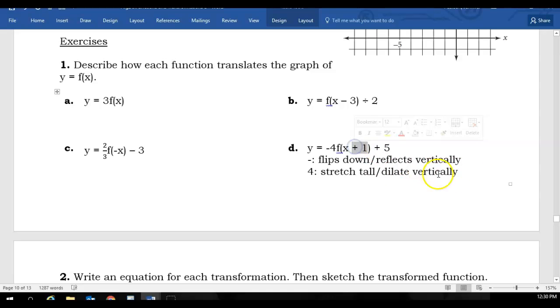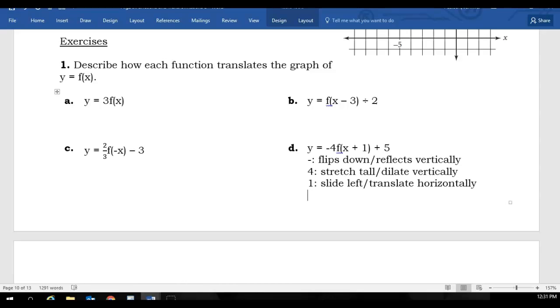Next, I see a plus one. We learned about plus one a couple lessons back, but any number being added to the x is actually going to cause the whole graph to slide to the left. So the one causes the graph to slide left. And if we want to talk about that using our technical terminology, that is translate horizontally.